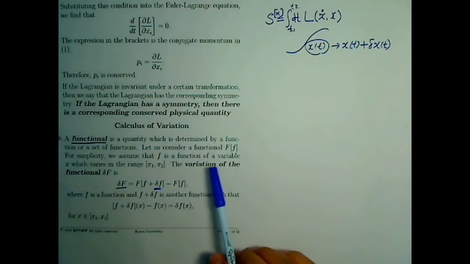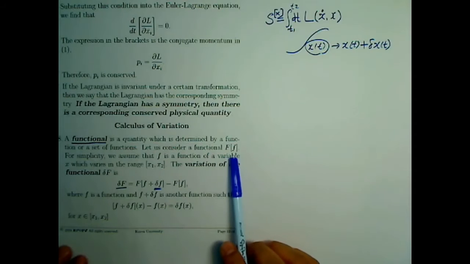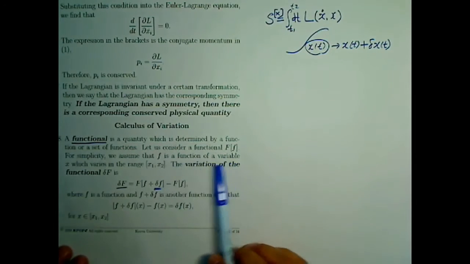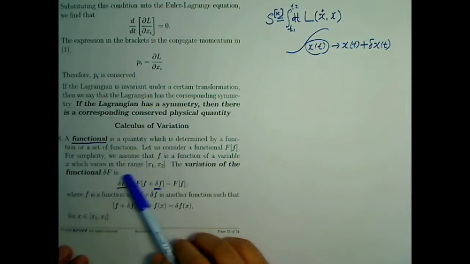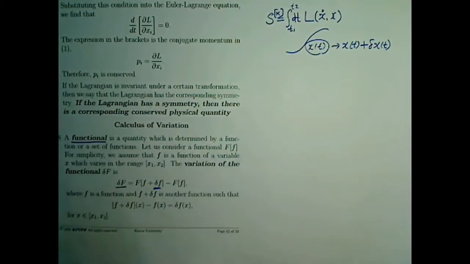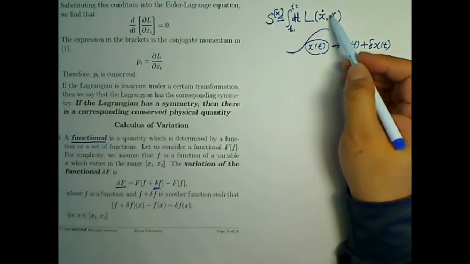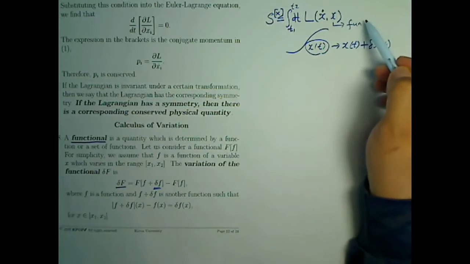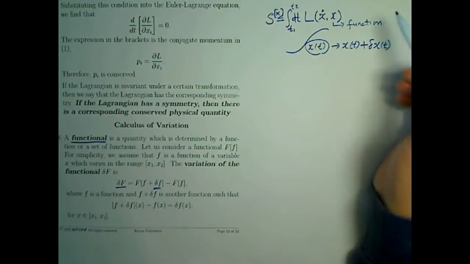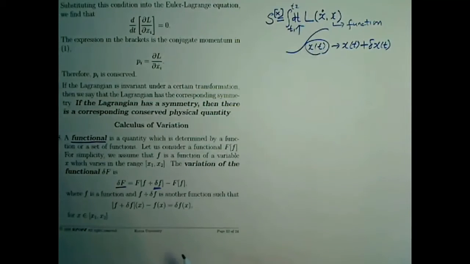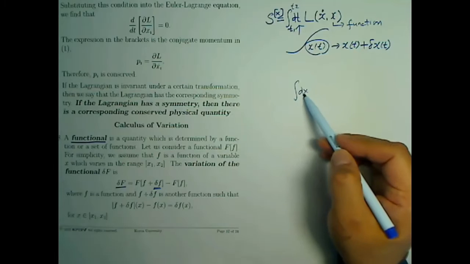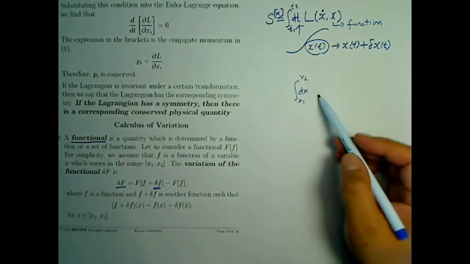Let us consider functional capital F of f. For simplicity, we assume that f is a function of a variable x, which varies in the range. In the case of action, we used coordinate x as a function. These were functions. And the integral was over t. But sometimes we can make an integral over x from x1 to x2.